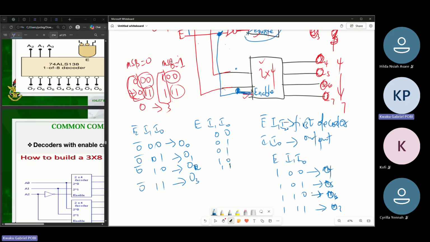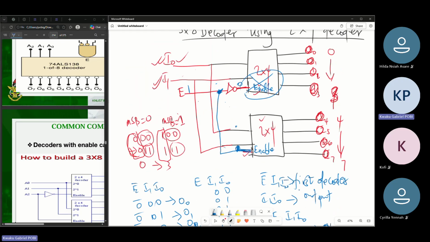So here, it means we've been able to use a 2x4 decoder to implement a 3x8 decoder, where we made use of what? An enable. Right, the enable. And then we implemented that enable as the MSB, the most significant bit. So that's the most important thing you are supposed to note here. The most significant bit you are going to use is your enable signal, but your actual or true inputs are I0 and I1 respectively. Right. So I hope this is clear.